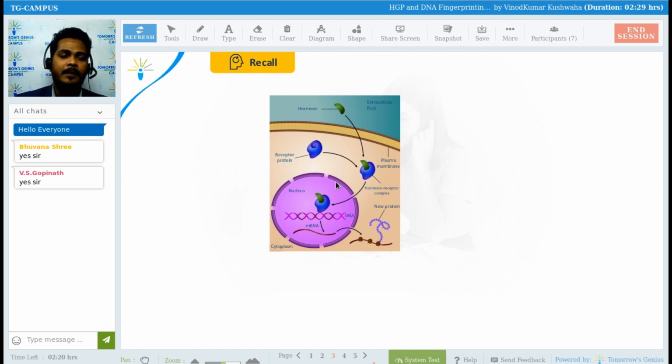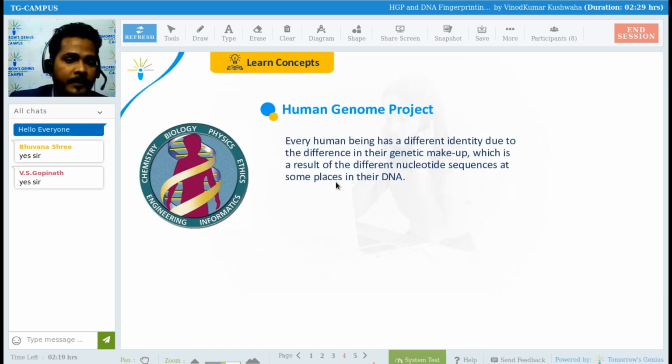Okay. So basically, gene regulation means how the gene is regulated, which reflects the phenotypic effect in the organisms, right? So how it is actually regulated, we have already studied. Those who joined late or missed the previous session can watch the recording. And those who clearly understood, no problem. Let's go ahead and try to understand the Human Genome Project. So yes, let's start with the Human Genome Project.